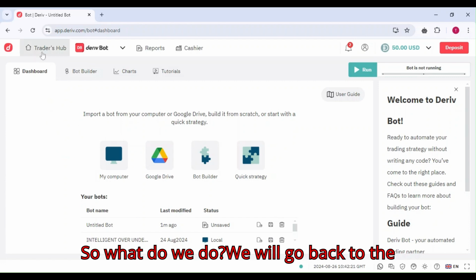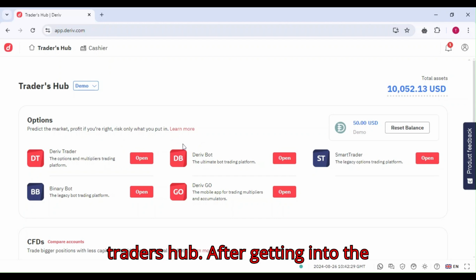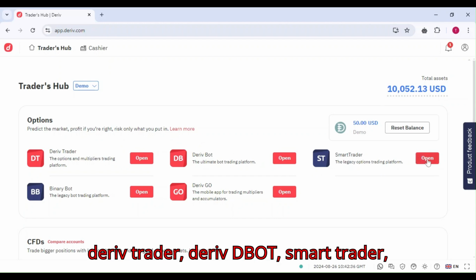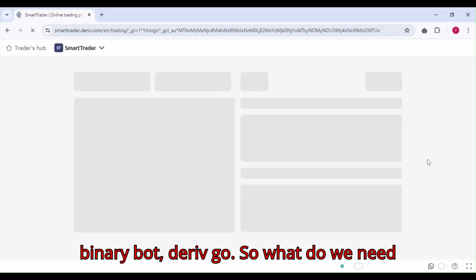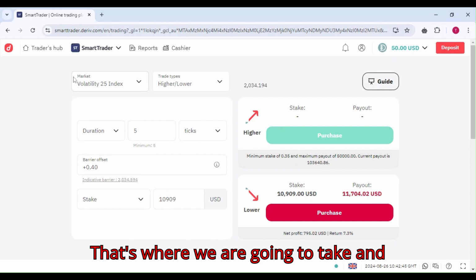This is what we will be checking out. So what do we do? We will go back to the dashboard. After going back to the dashboard, we go to the Traders Hub. After getting into the Traders Hub, you can see there is the Deriv Trader, Deriv DBOT, Smart Trader, Binary Bot, Deriv Go. So what do we need to do? We will enter the Smart Trader. That's where we are going to take and analyze our trades.